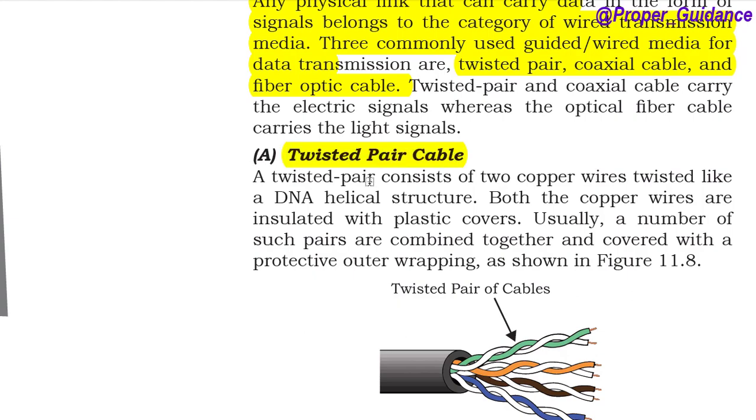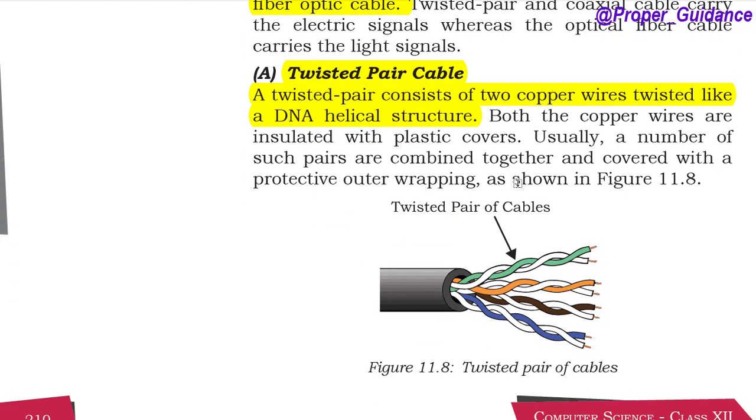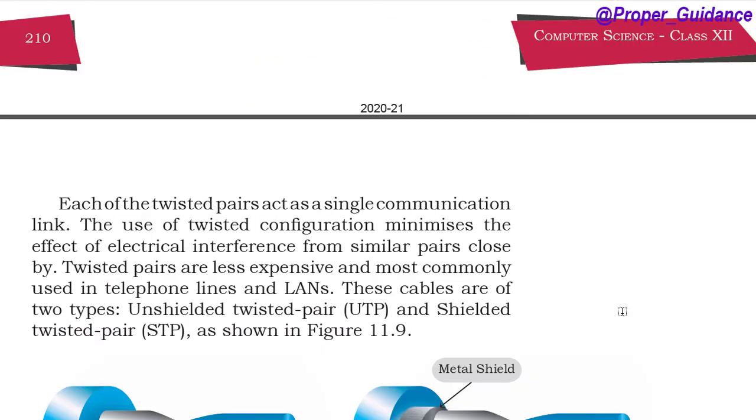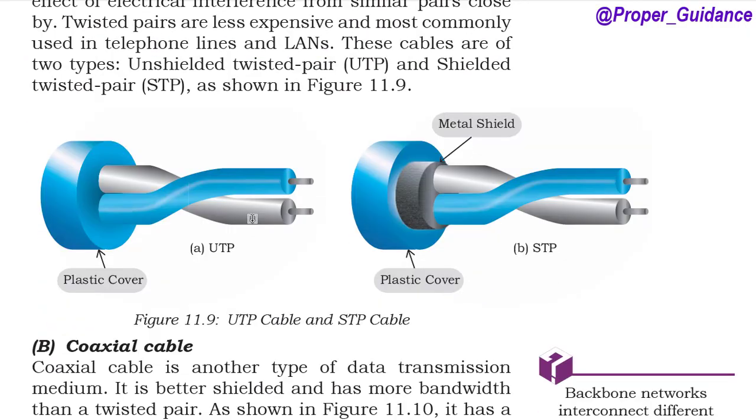Twisted pair cable. Twisted pair consists of two copper wires twisted like a DNA helical structure. Both the copper wires are insulated with plastic covers. Usually a number of such pairs are combined together and covered with a protective outer wrapping as shown in this figure. Each of the twisted pairs acts as a single communication link. The use of twisted configuration minimizes the effect of electrical interference and all those things.